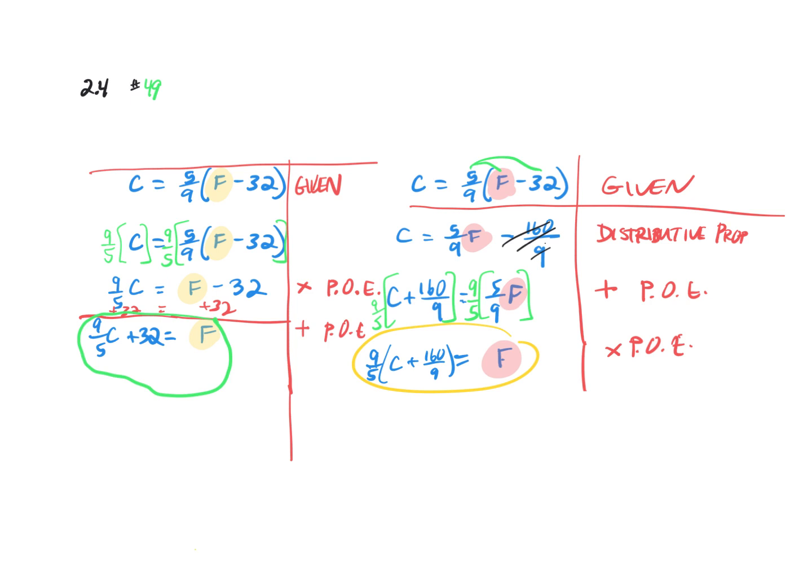Let's suppose you wanted it to look like the other answer. You don't have to go beyond this gray line, but we could. We could use the distributive property again and do 9/5 times C and 9/5 times 160. And guess what you get? You get 9/5 times C and 9/5 times 160. So the 9's will cancel out. We'll be left with 160 over 5, and 160 divided by 5 is 32, which is exactly what we had when we did it this way.